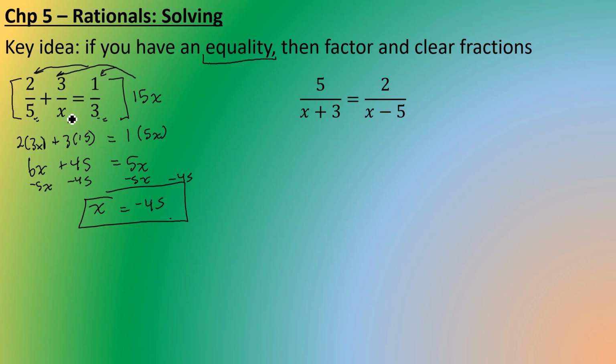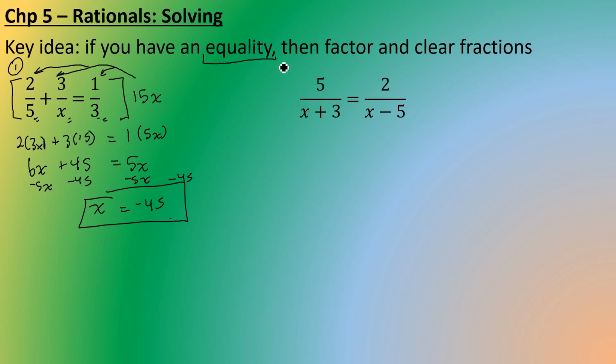There's no problem with this negative 45, but you could put it in here and just double check. You could graph it, see where it intersects. You could use your calculator solver to just verify that this answer is correct, but it worked out fine. So that is example 1.